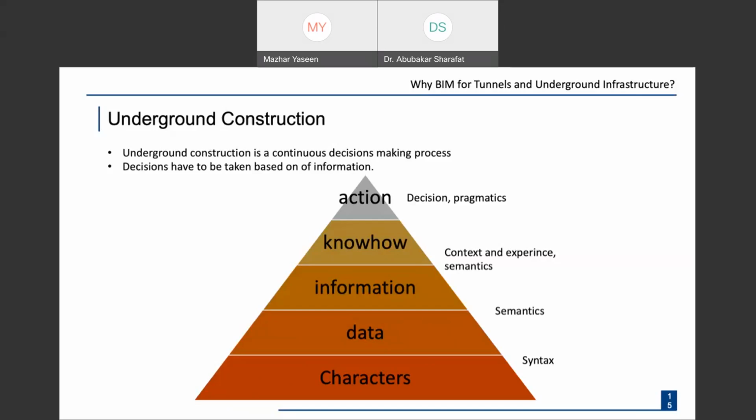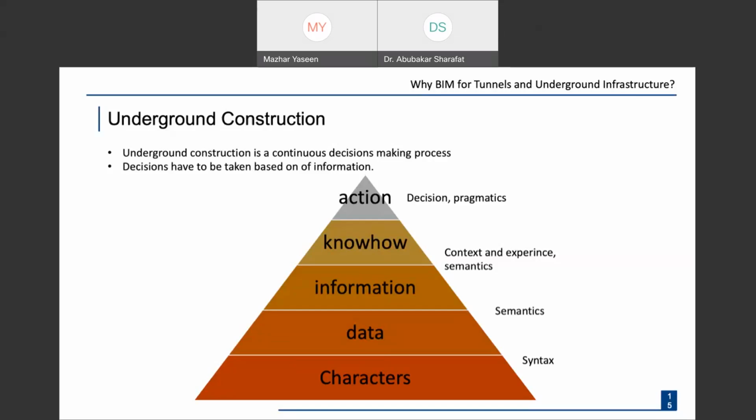And of course, there are the characters of tunneling projects, and these characters generate a lot of data. This data shows a lot of information, and this information gives you the know-how, and then you develop a decision. Sometimes in a tunneling project, there's a 100% change in design on site, and the decision has to be made based on the information you are getting right now. So the information is very important, and building as-built information is very important from the facility management point of view.